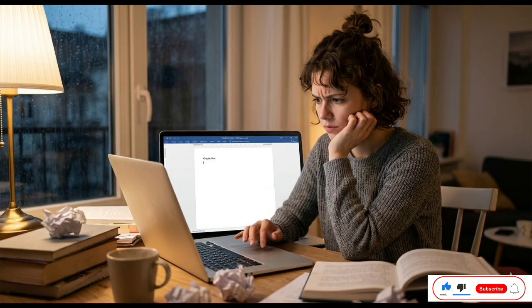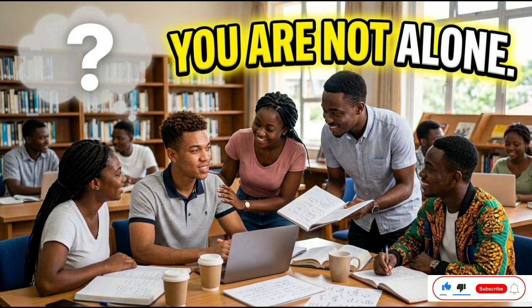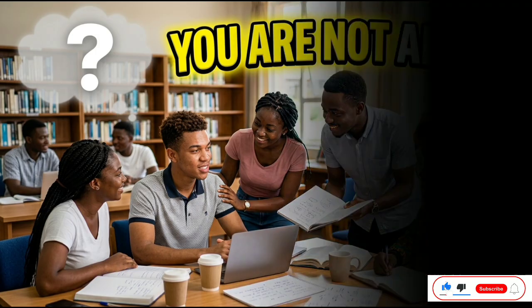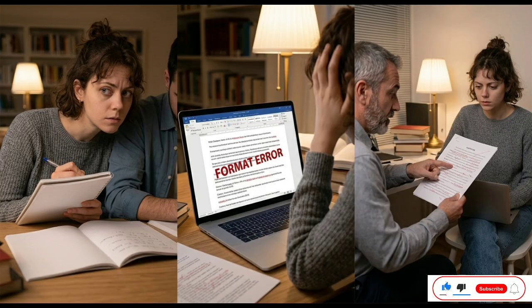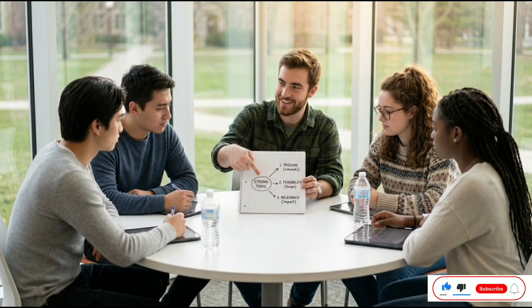Have you ever opened a blank document to start your project work and suddenly realized you have no idea how to write Chapter 1? You are not alone. Many undergraduate students struggle with Chapter 1 because they don't understand what each section is supposed to contain. Some students copy from friends. Others mix up the format completely. And many end up getting constant corrections from supervisors. But in today's lesson, I will show you how to write Chapter 1 step by step in a simple and clear way.